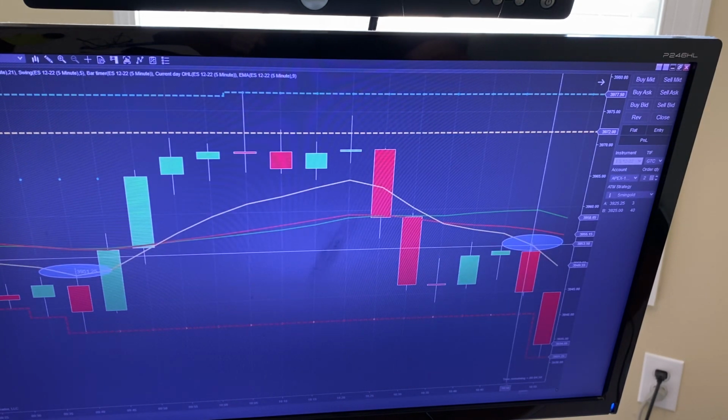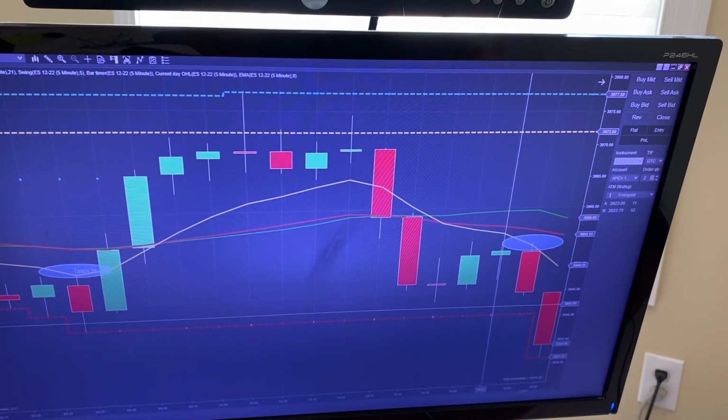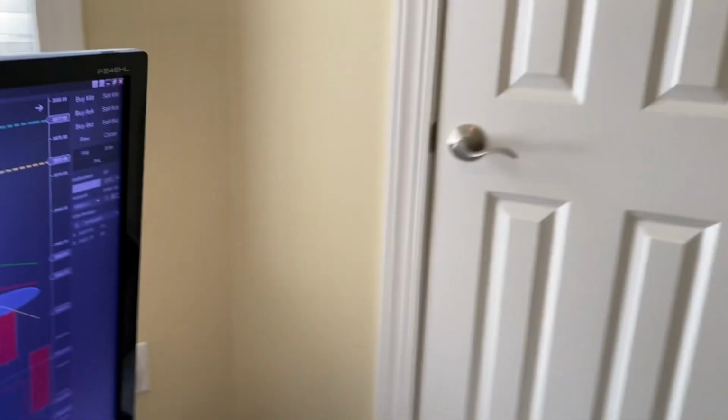But by golly, the next one did. Bam, 10 more points. See the space, crossover, pull back, right to the gold line, bam, down. Okay? I may have gotten a little heated there. I don't know.